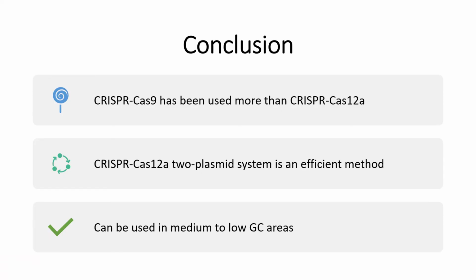So in conclusion, the CRISPR-Cas9 system has been much more exploited than the CRISPR-Cas12a system, but this new system can be just as effective. The authors were able to establish an efficient method for genome editing in Pseudomonas aeruginosa by using this CRISPR-Cas12a 2 plasmid system. The system can perform insertion, deletion, and replacement precisely, as well as enable serial genome editing. And the CRISPR-Cas12a system can be used in regions with medium to low GC content, which are unfavorable regions for CRISPR-Cas9 editing.